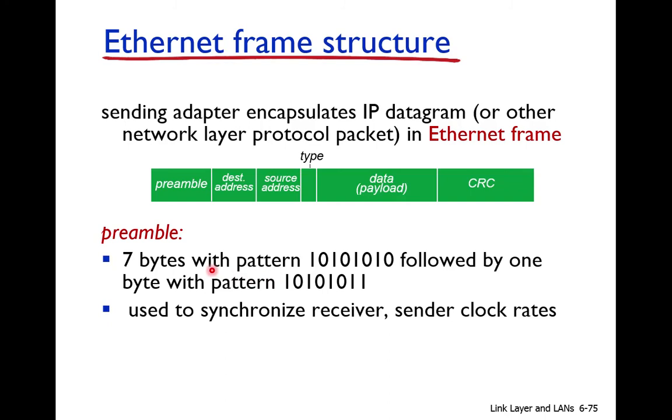Okay, so this preamble has fixed bits. The values of these 8 bytes are fixed. The 7 bytes are 10101010, and the 8th byte is 10101011. This pattern is basically used to synchronize the receiver and sender clock. Okay, the next field is the destination address.